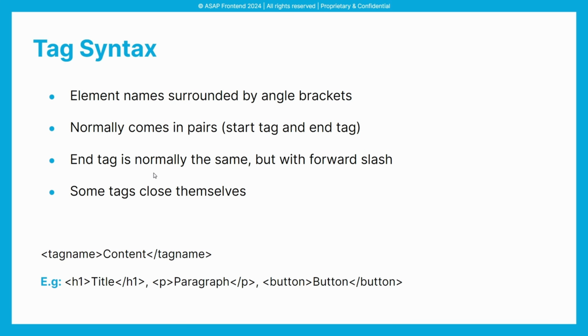Now, another thing you want to make a note of is these tags usually come in pairs. So we usually have a start and an end tag. So for example, let's take a look at our button here. It has a start tag and an end tag. And then we put any content that we want to be inside of this button between these two tags. And the same goes with our paragraph tag. We have a start tag and an end tag, and then we put all of the content that we want in between.